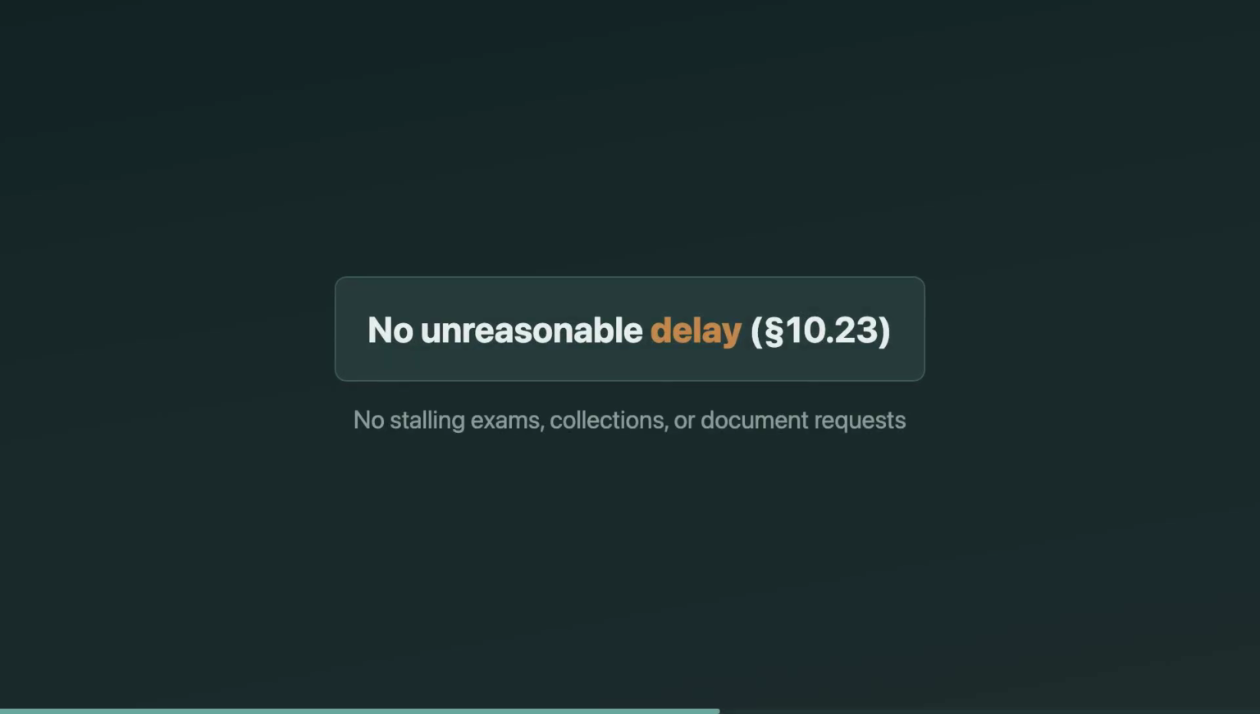Next, delay tactics. Section 10.23 says you must not unreasonably delay the prompt disposition of any matter before the IRS. That means no run-out-the-clock strategy, like repeatedly rescheduling meetings, slow-walking documents, or sending incomplete records on purpose. The exam will often dress this up as, "Client asked me to delay so they can move assets." That's a bright red flag. You can request reasonable time, but not obstruction.